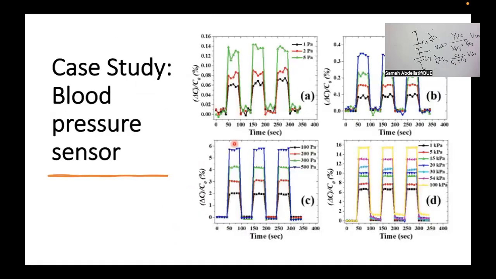This is a very recently published paper that considers the utilization of a piezocapacitive material in order to fabricate a blood pressure sensor. As you can see from this graph, they start to apply certain forces on the material. The force here is measured in Pascal, starting from 1 Pascal in figure A up to maybe 100K Pascal in figure D. So this range illustrates different points for the piezocapacitive material.